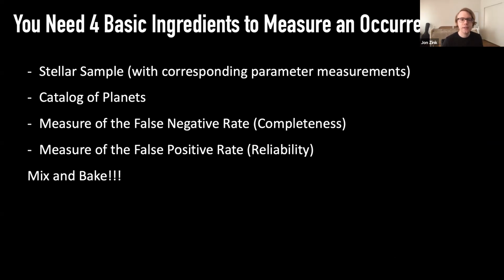The first one we need is a stellar sample. What are the stars we're looking at? We have to understand where we are probing, what the masses, radii, metallicity, and so forth are, to understand what's unique about this sample versus the Kepler sample.